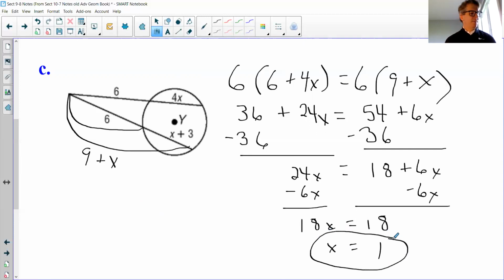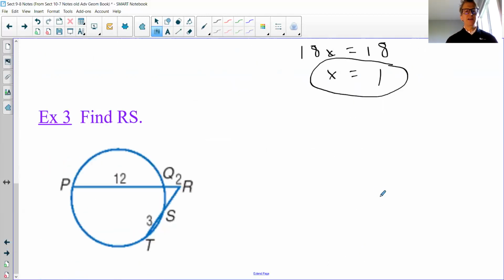Okay, we're going to wrap it up. Example 3, find RS, last one of this theorem. Then we'll come to our last theorem today. Find RS. Okay, RS is this little guy over here. So we're going to call that X.